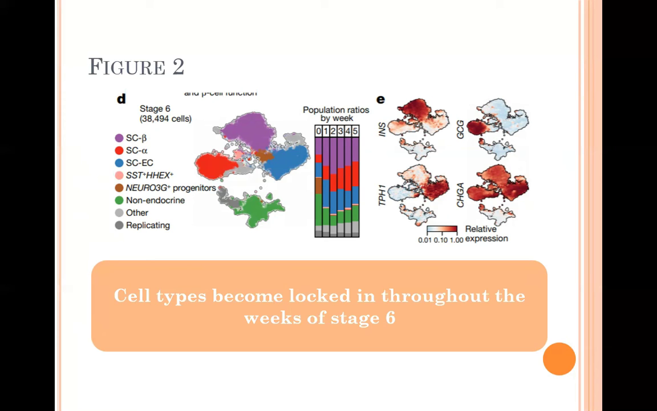Figure E shows gene expressions which are overlaid on that projection. And the cells that are INS positive, which you can see in the top left, are not expressing GCG, which shows that the cells over time become locked into their cellular types and that they are not becoming monohormonal. So researchers can conclude that the cells are maintaining their identities and are not differentiating towards a progenitor or another cell fate at stage 6.